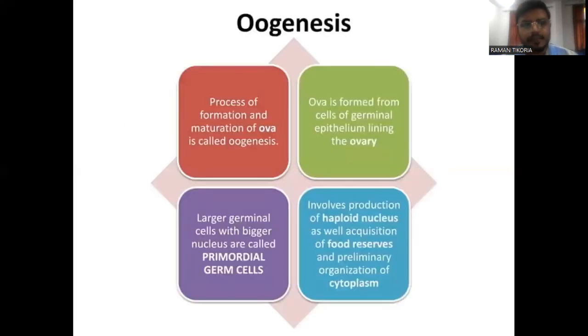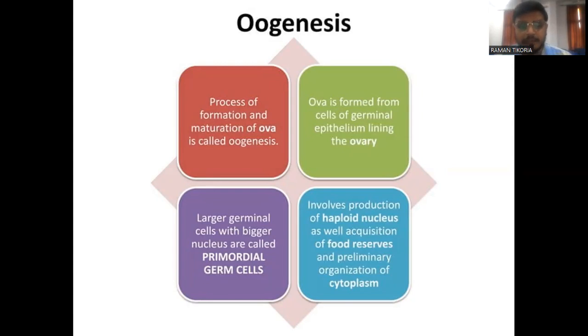Oogenesis is the process of formation and maturation of ova. Where is it formed and matured? It is the ovary, which is the site of formation and maturation of ovum, right? Ovary is the site of formation and maturation.